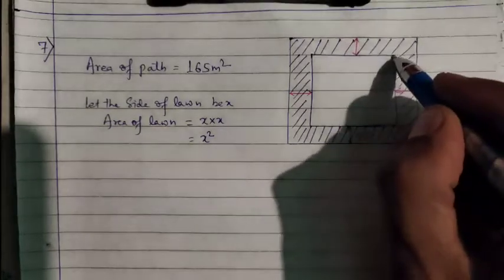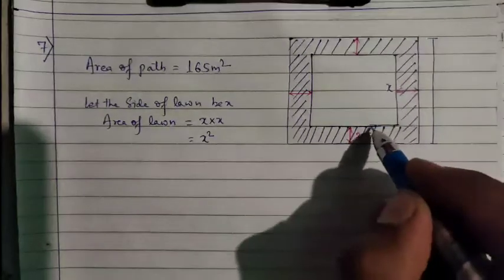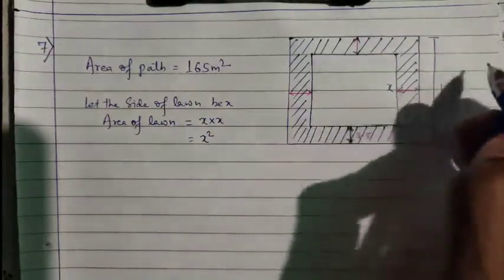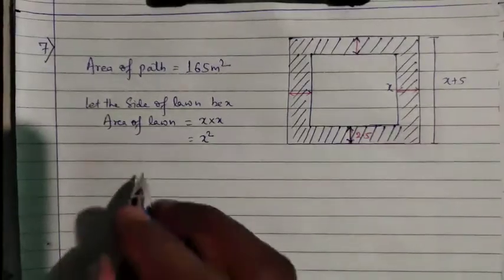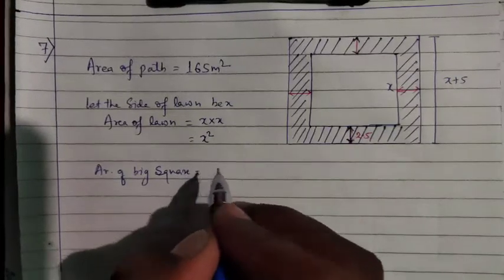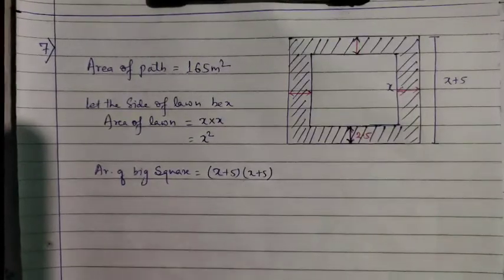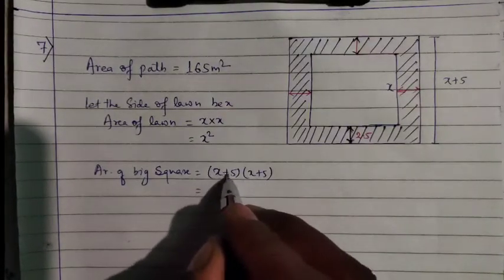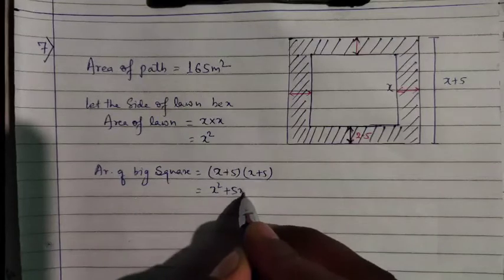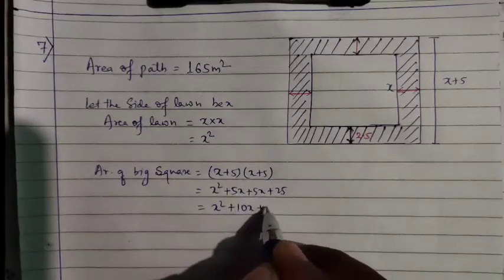Now how? From here to here it is x. Now from here to here what will be the length? 2.5. It means 5 extra is there, so it will be x plus 5. Now area of big square is equal to x plus 5 into x plus 5, side into side. Now we will multiply it. This is binomial into binomial: x into x, x square; x into 5, 5x; 5 into x, 5x; plus 5 into 5 is 25. It has given us x square plus 10x plus 25.